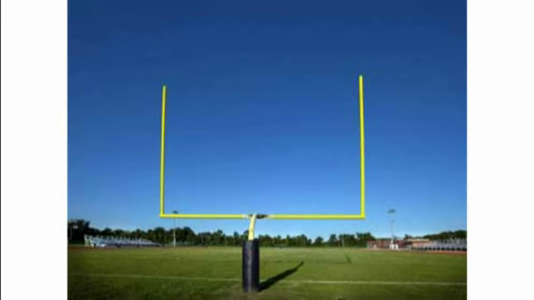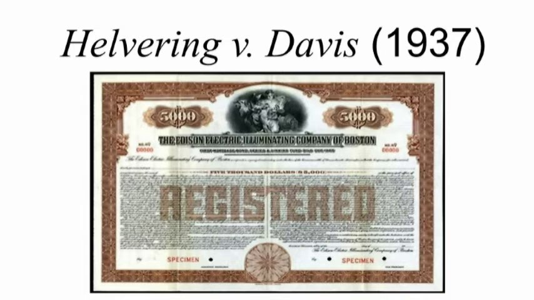Now, just like Wickard versus Filburn in 1942 expanded the federal government's powers under the Commerce Clause, there was another court case that increased the general government's power under the General Welfare Clause of the Constitution. The case was Helvering versus Davis in 1937.